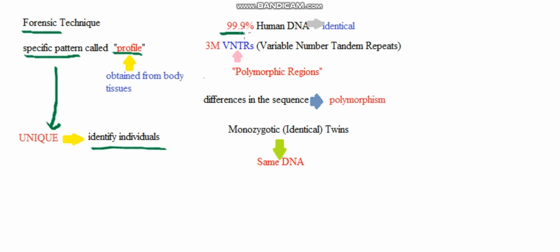Interestingly, 99.9% of the human DNA is identical. However, there are certain distinguishing regions which we call the polymorphic regions or the VNTRs, the variable number tandem repeats. And these sequences are approximately 3 million base pairs in length. And in case of monozygotic or identical twins, the DNA is the same.